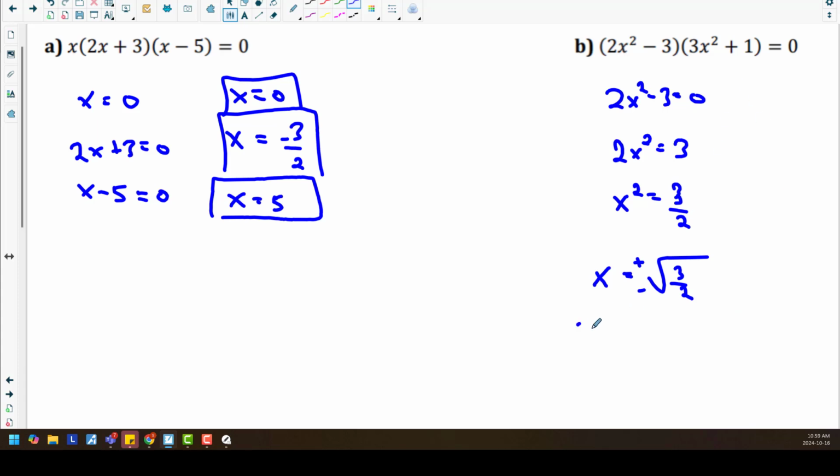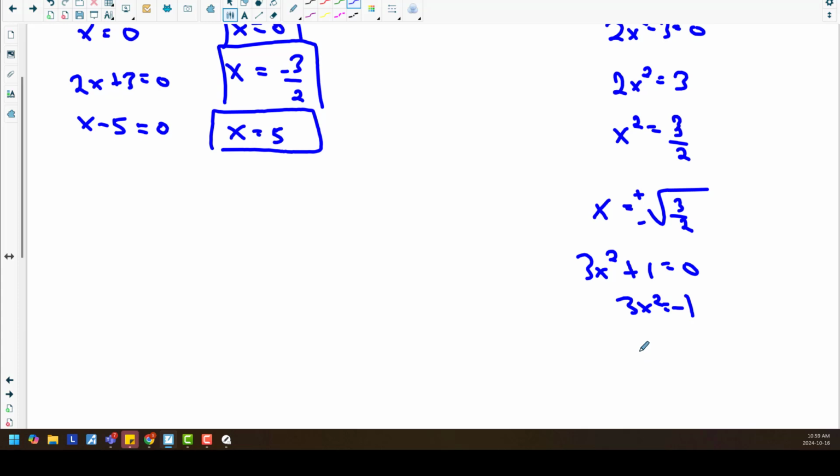Same thing we do now with the second bracket there. 3x squared plus 1 is equal to 0. 3x squared is equal to negative 1. x squared is equal to negative 1 over 3. And then the square root of negative 1 over 3.